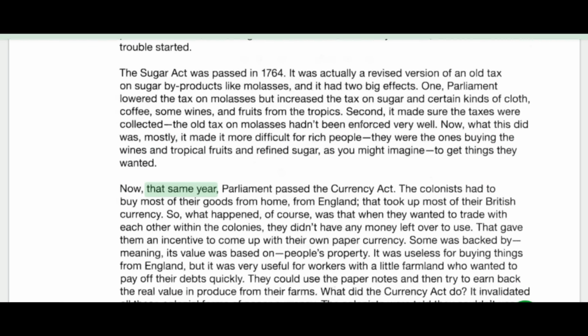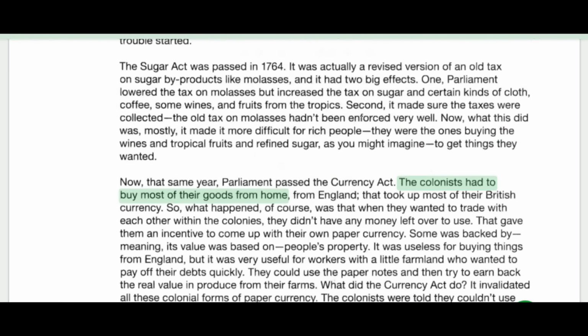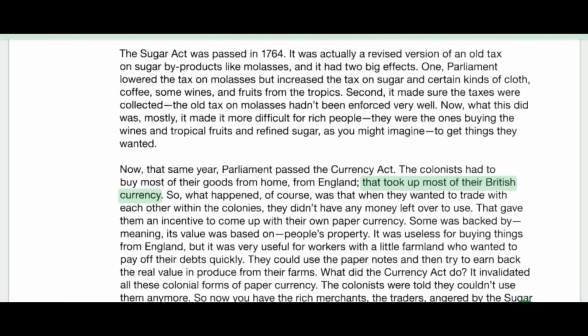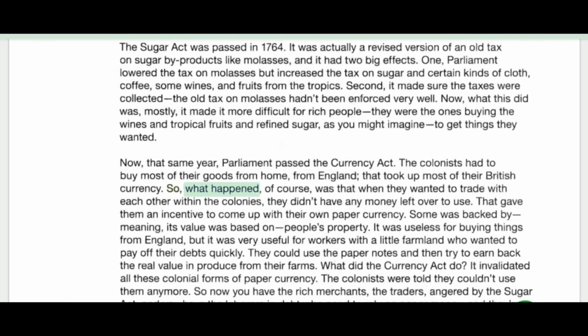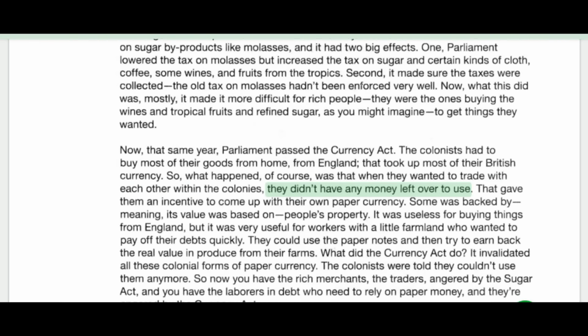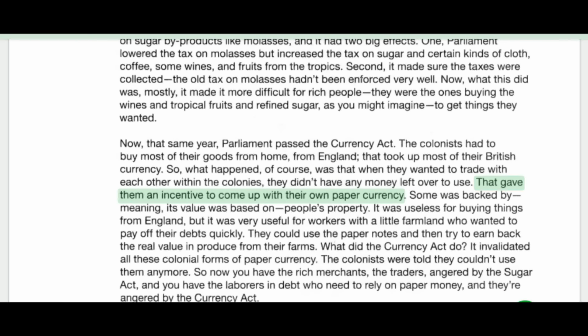Now, that same year, Parliament passed the Currency Act. The colonists had to buy most of their goods from home, from England. That took up most of their British currency. So, what happened, of course, was that when they wanted to trade with each other within the colonies, they didn't have any money left over to use. That gave them an incentive to come up with their own paper currency.